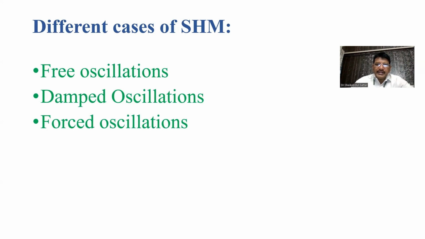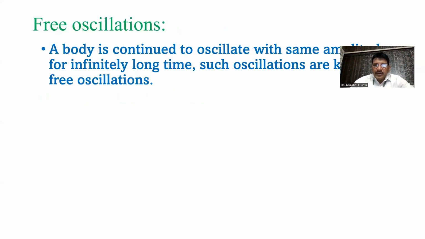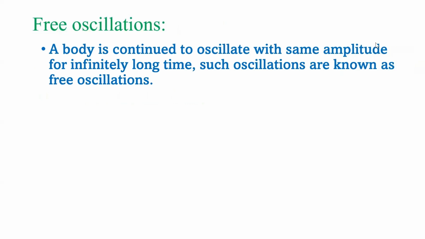What are free oscillations? A body that continues to oscillate with the same amplitude for an infinitely long time. Such oscillations are known as free oscillations. What is the meaning of this? The amplitude of oscillation remains the same for a long time. In nature, we never observe this situation. It is the ideal case only.